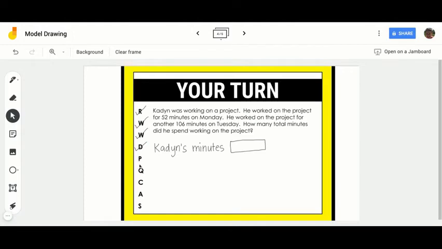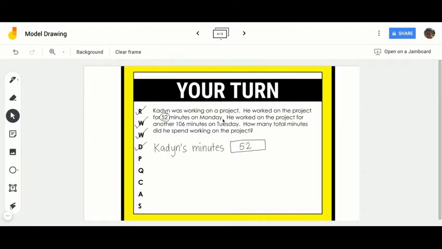And let's move on to the P. Remember, the P stands for plug in information. So let's read this first sentence. Caden was working on a project. Is that information we need to plug in? Nope, that's just telling us about the story. Let's move on. He worked on the project for 52 minutes on Monday. Ooh, that's important. I'm going to use that 52 because I know that's part of the minutes that he spent. So I'm going to put 52 on this unit bar.